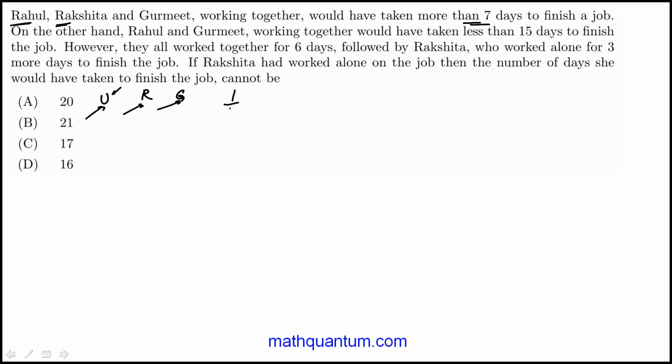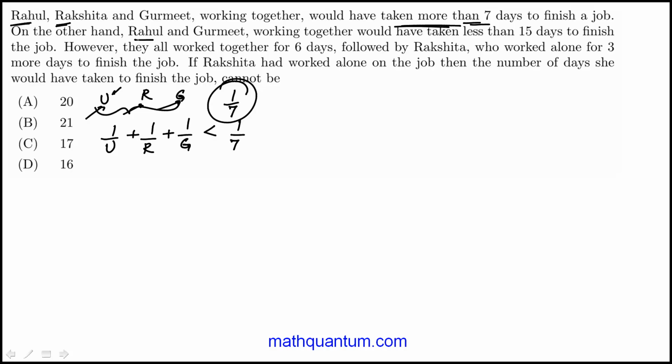So 1/7 would be the rate if they were to finish in 7 days, and the combined rate would be just the reciprocal of the times. And since we're told that it takes them more than 7 days, the combined rate has to be less than 1/7. So that's this condition translated as an inequality.